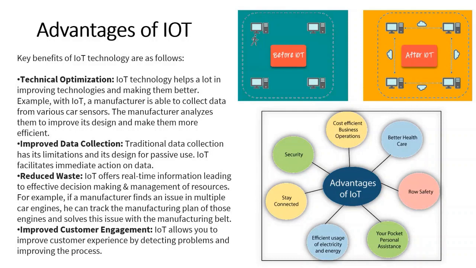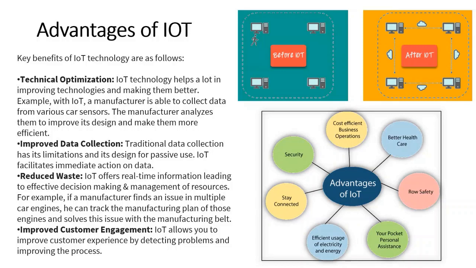Advantages of IoT. Key benefits of IoT technology are as follows. Technical optimization. IoT technology helps a lot in improving technologies and making them better. Example, with IoT, a manufacturer is able to collect data from various car sensors. The manufacturer analyzes them to improve its design and make them more efficient.